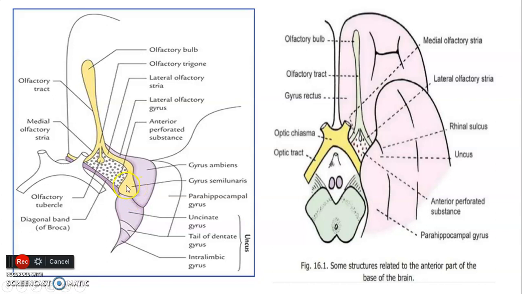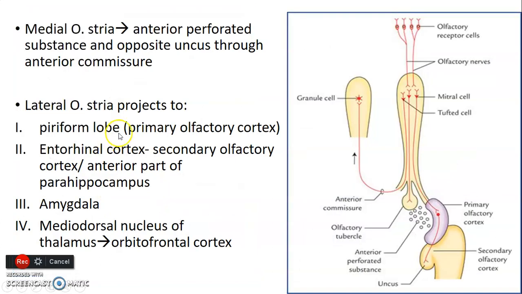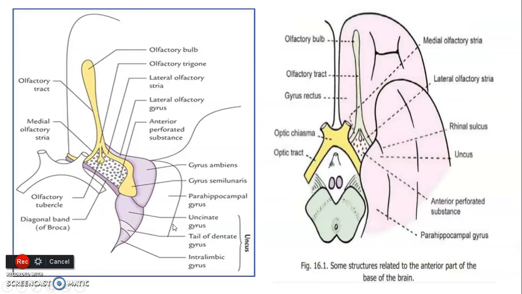So it projects into the entorhinal cortex, the piriform lobe. You can see your parahippocampal gyrus here. So the lateral olfactory stria projects into the piriform lobe, which is the primary olfactory cortex, then also into the entorhinal cortex, which is the anterior part of parahippocampus, and that's referred to as the secondary olfactory cortex. It also projects into the amygdala and the mediodorsal nucleus of the thalamus. Okay.